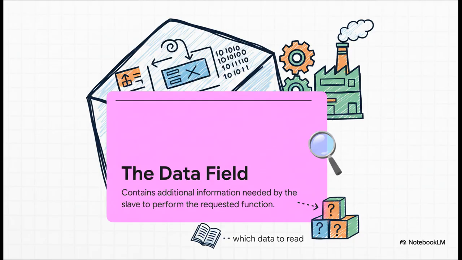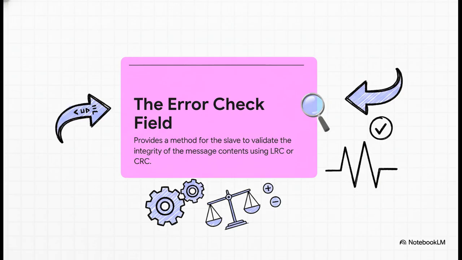So if the function code was read data, the data field would say which data to read and exactly how much of it. And finally, we have the error check. This is so important. Think of it like a certified mail receipt. It's a mathematical calculation based on all the content in the message. When the slave device gets the message, it does the exact same math. If the numbers match, perfect. It knows the message arrived totally intact, with zero corruption from electrical noise or any other interference. This is absolutely crucial for reliability in a noisy factory.